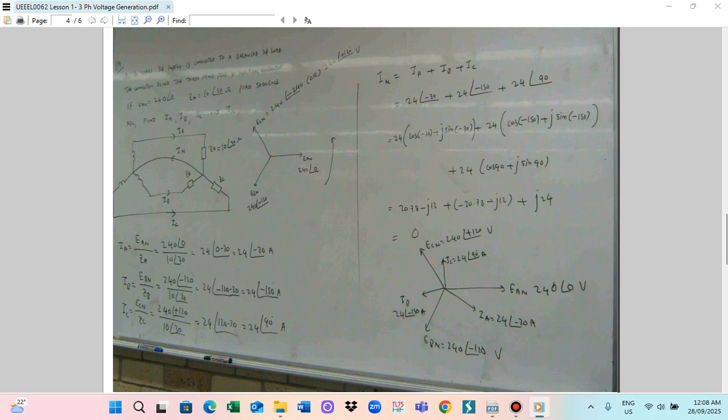So we use the formula. Originally we draw the VAN, 240 angle 0, and VBN is at minus 120. Now we want VAN minus VBN. This means VAN plus minus VBN. Reversing VBN gives minus VBN, 240 angle 60. Then you make the parallelogram. This diagonal becomes the VAB. So this is the way to construct the phasor diagram.